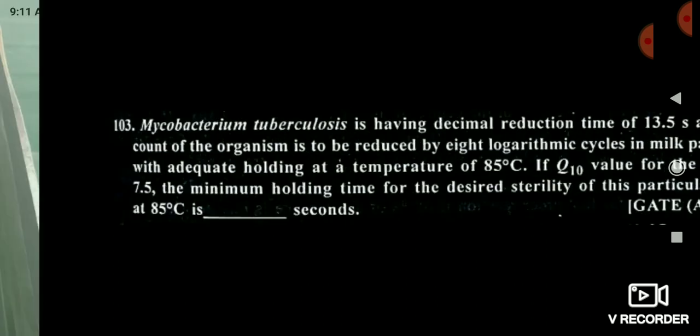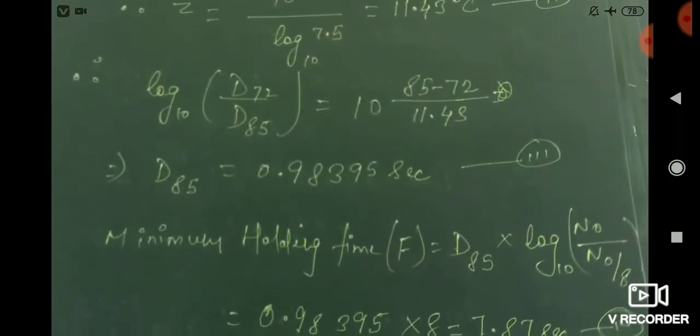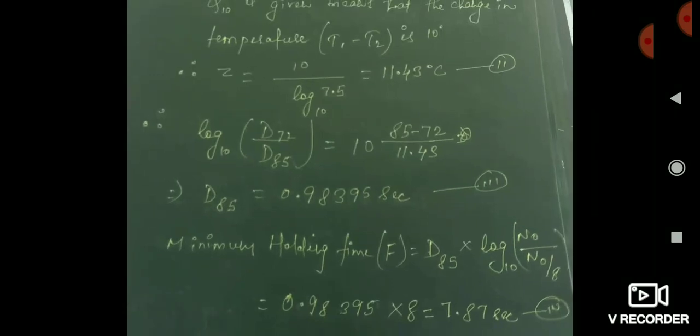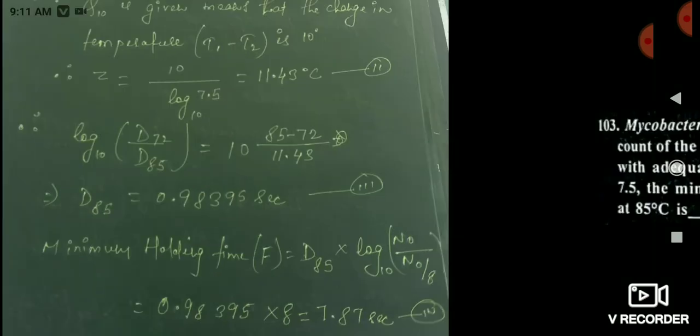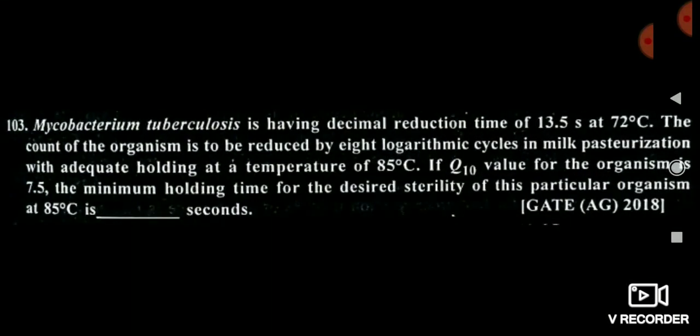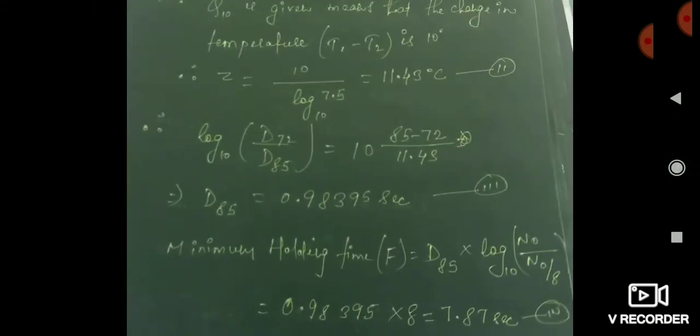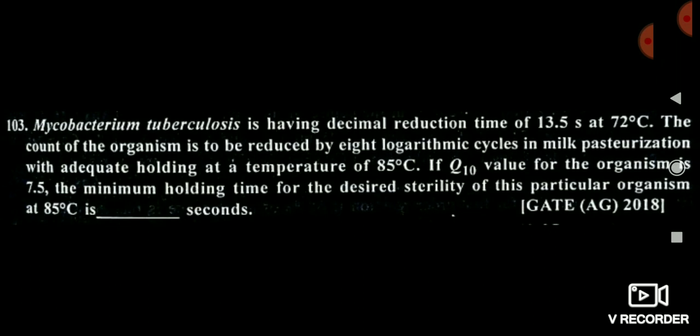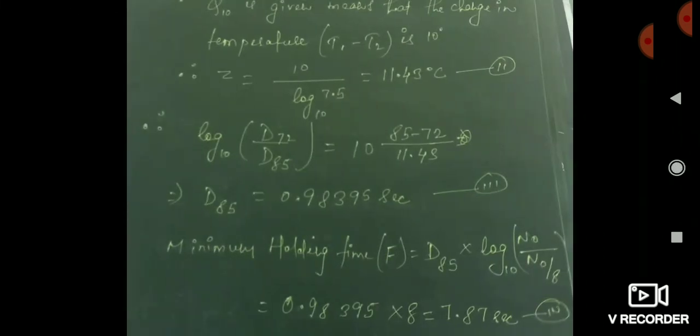Now friends, it is asking at 85 degree. So you see here, friends, we have calculated the Z value. Now it has given the decimal reduction time at 72 degree is 13.5 seconds, and we have to calculate at 85 degree centigrade. So you should take the relation log base 10 of D72 by D85 is equal to (85 minus 72) by Z, means Z value is 11.43. So you have calculated the D at 85 degree, that is 0.98395 seconds.